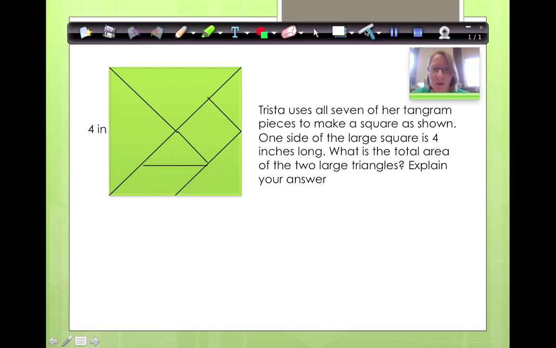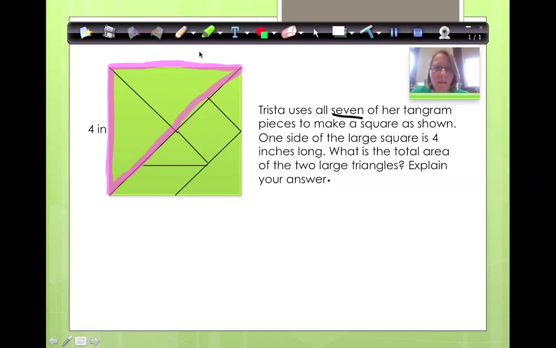We're going to start with an application problem. We get to use our tangrams, and here's our tangram tile. Trista uses all 7 of her tangram pieces to make a square as shown. One side of the large square is 4 inches long. We have that here. What is the total area of the 2 large triangles? Explain our answer. Okay. Now, we want to find the area inside the pink line. So we want to know what the area of this is.